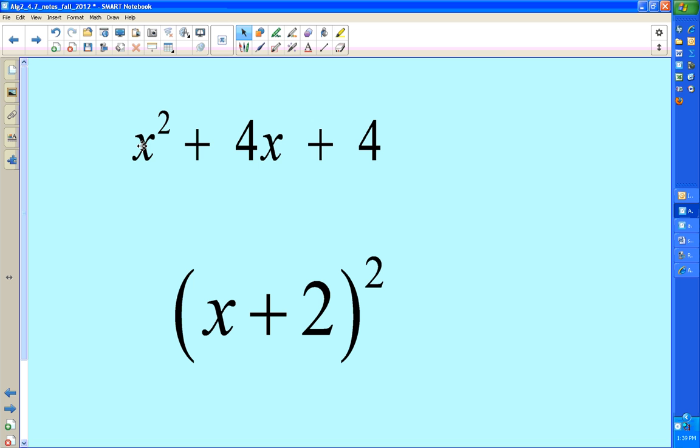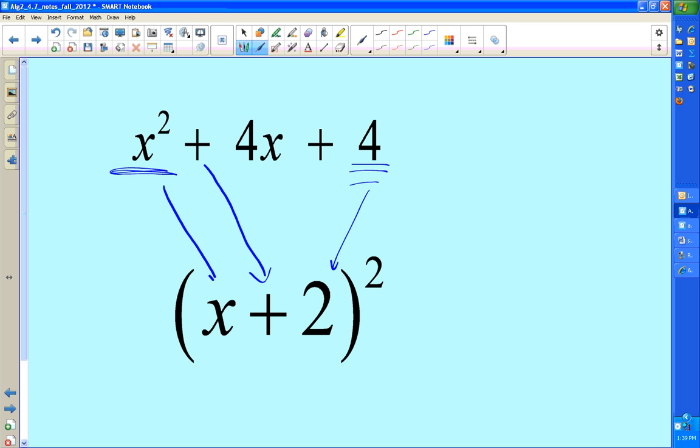If it's a perfect square trinomial, you take the square root of the first term, x squared. What's the square root of x squared? X. The first sign goes right here. The square root of the last term is 2. That goes here. Wrap it and square it. This is a binomial squared. That's how PSTs factor. How do you know?